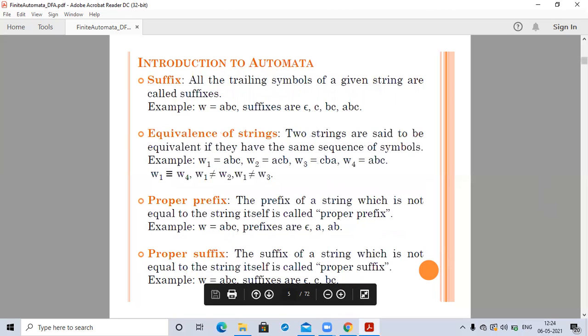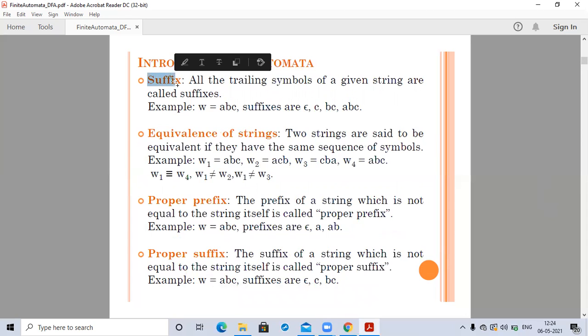Okay, and in a similar manner, we have another term, that is the suffix. Here, the suffix is all the trailing symbols of the given string. Trailing symbols in the sense, if you are considering W as ABC, it means from the right hand side onwards. So the suffixes are epsilon, and at rightmost we have C, from the second onwards we have BC, and from the first onwards we have ABC. Okay, so we are considering these as the suffixes for our given string.